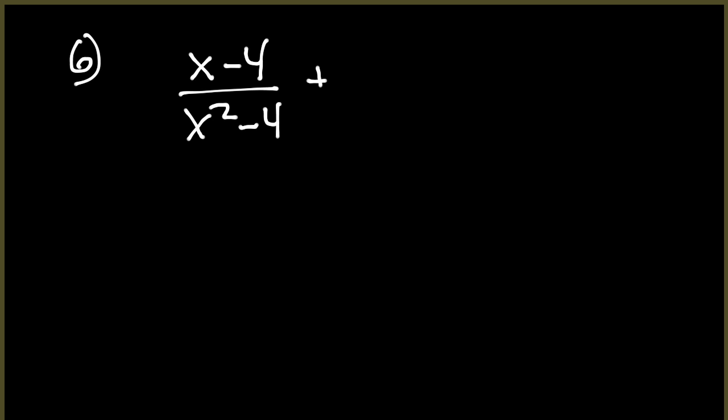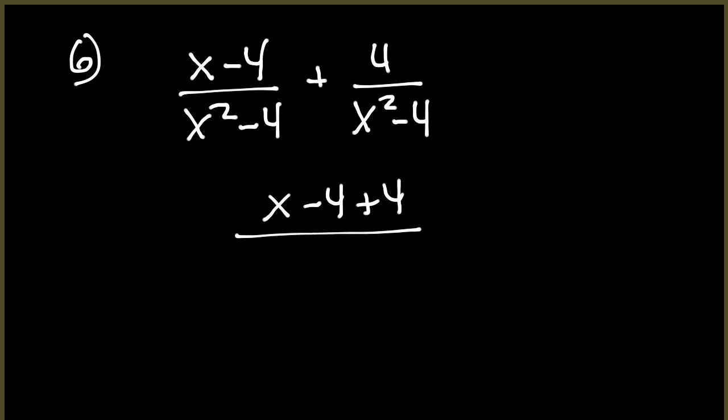Now, number 6. Again, common denominators. Okay, we have x minus 4 over x squared minus 4 plus 4 over x squared minus 4. Really, we're just combining the numerators: x minus 4 plus 4, all over x squared minus 4.